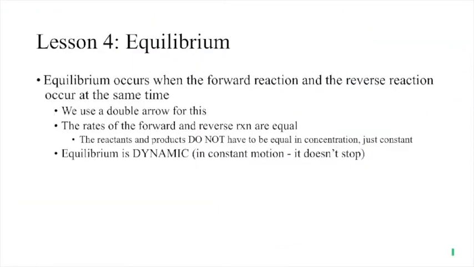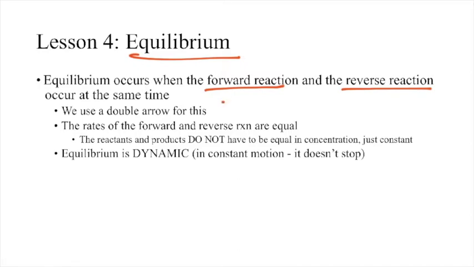Now we have lesson 4. Lesson 4 is equilibrium. So equilibrium, things are equal, right? This is occurring when our forward reaction and our reverse reaction occur at the same time. And we're going to use a double arrow for this.